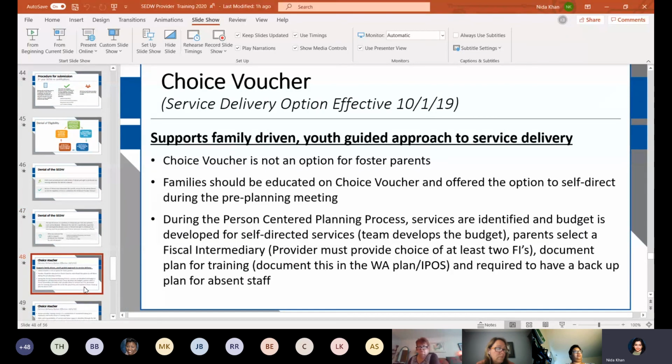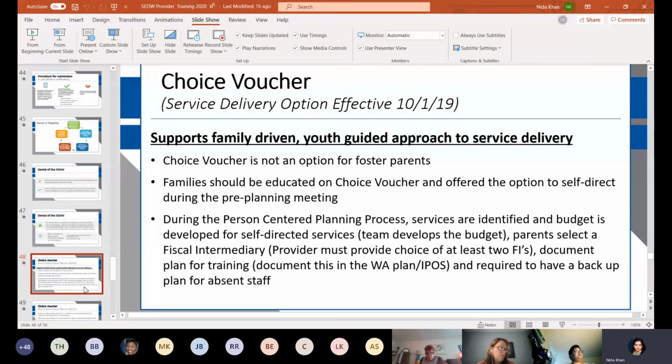So moving forward, I want to talk a little bit about choice voucher. I'm not going to go into too much detail because from OCHN's perspective, we have asked the providers, which is Easter Seals and OFS, to handle choice voucher. So both providers have their own internal processes of how choice vouchers work. Easter Seals has been working with choice voucher for a very long time, which basically is another way of saying self-determination. And they just are following the same process, I believe, for children's.